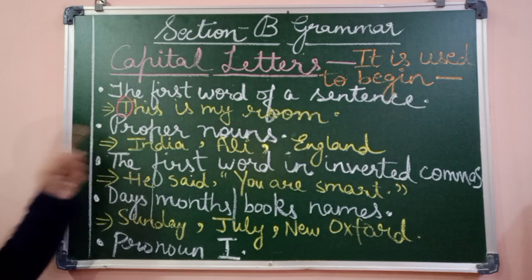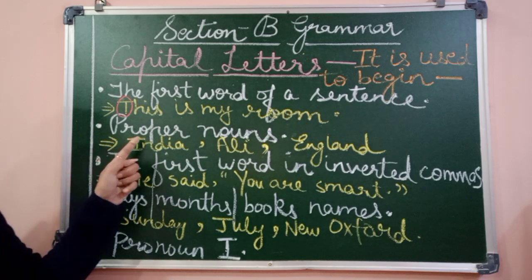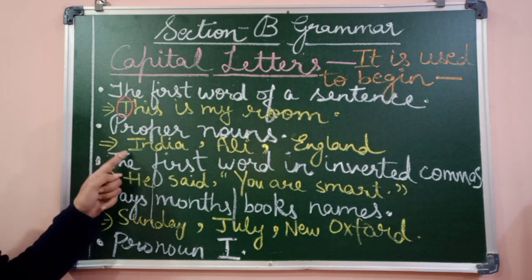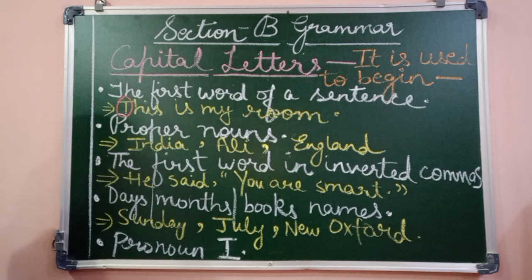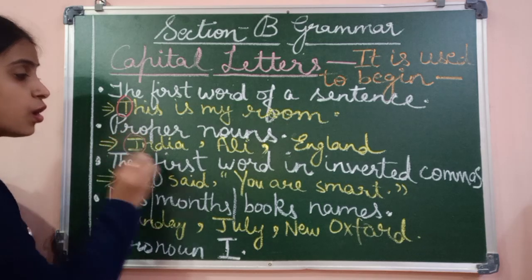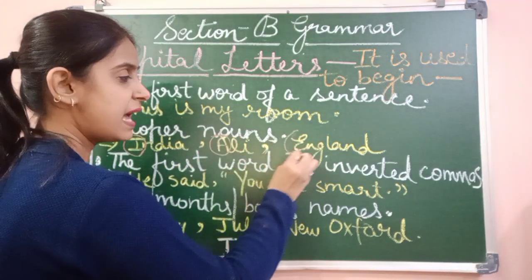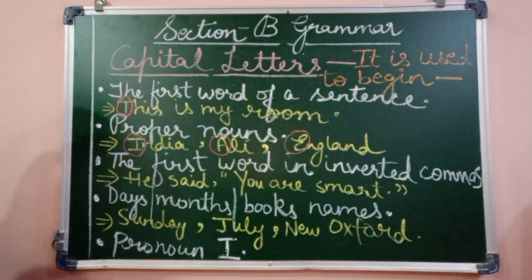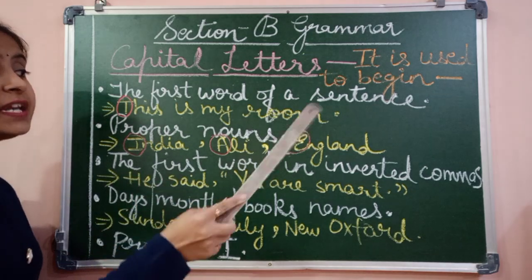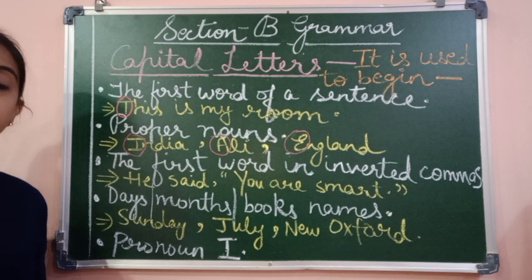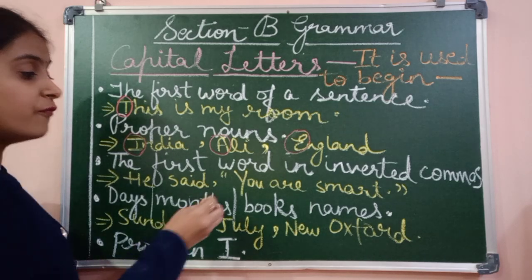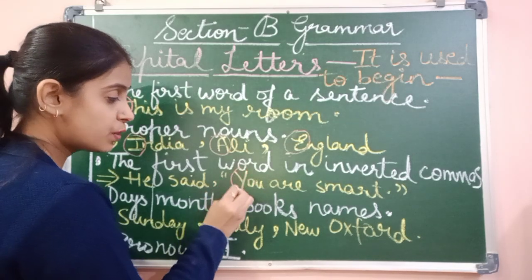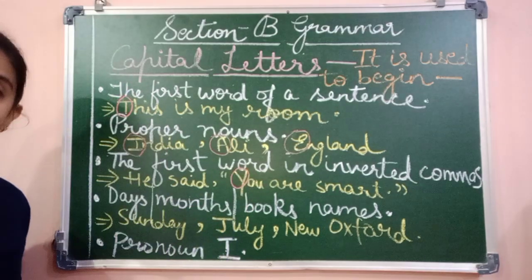Okay, then it is used to mark proper nouns. Now the proper nouns also begin with capital letter. See, India, Ali, England, all these are proper nouns and they are beginning with a capital letter. Okay. Then third point says the first word in inverted commas. Now whenever we use inverted commas to quote the exact words of the speaker, we begin the first word in inverted comma with a capital letter.